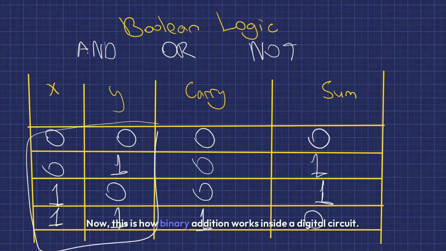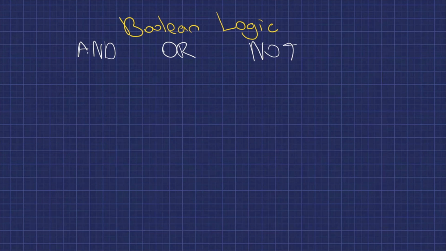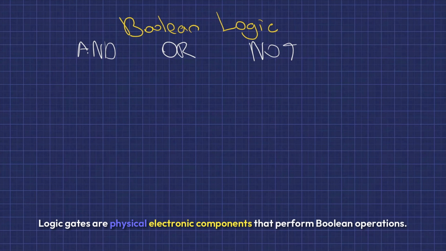Now this is how binary addition works inside a digital circuit, and every row shows one possible input combination and what the circuit should output in that case. And as you can see, if we have both 1s, we will have the sum of 0. Now we will return to binary addition later when we design circuits called adders, but for now let's look at the core logic operations. Logic gates are physical electronic components that perform Boolean operations.